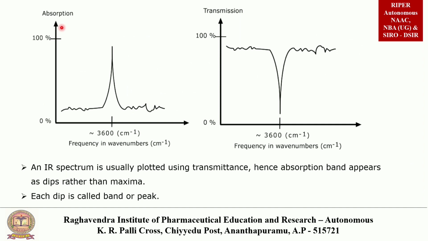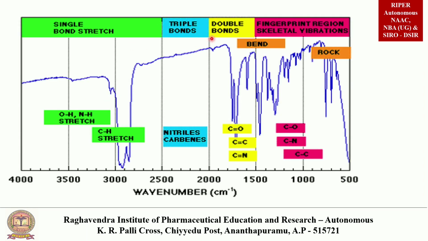Generally in IR, we take transmittance mode on the y-axis. That's why the graph is reversed. If we consider absorption mode on the y-axis, the peaks go upward like UV and HPLC. This figure represents various regions for the functional groups. Mostly, the stretching vibrations are observed between 4000 to 1500 centimeter inverse, that is the functional group region. Bending vibrations are observed in 1500 to 500 centimeter inverse, that is known as the fingerprint region.